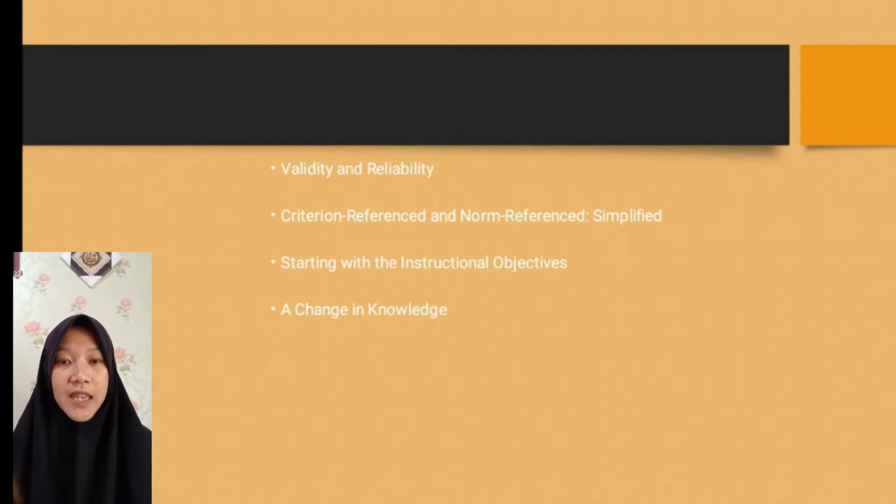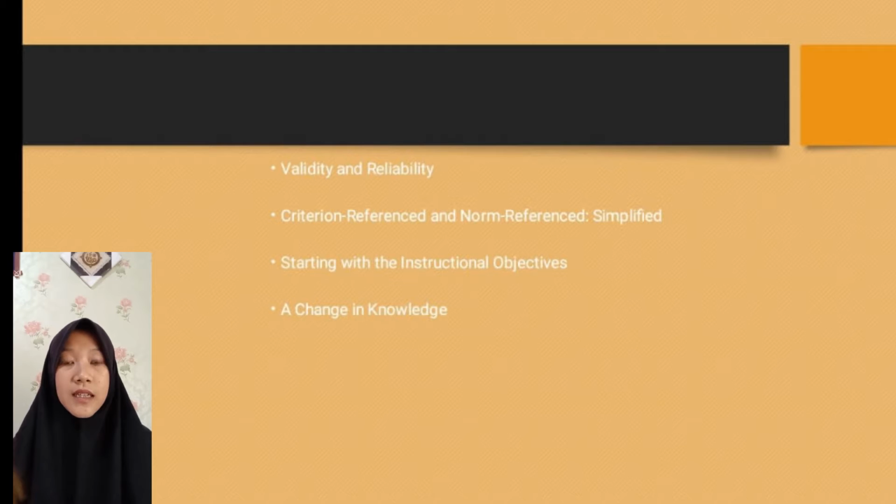Criterion reference and norm reference simplified. A learner evaluation that is criterion referenced indicates that a learner is being judged based on his or her level of competence. Competence is determined by specific criteria, such as being able to answer a specific number of questions or the ability to demonstrate a certain skill in a specific amount of time.